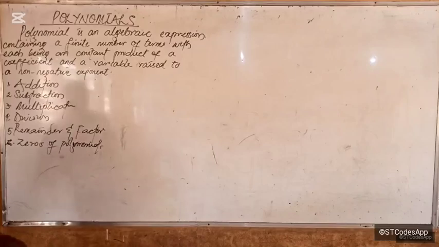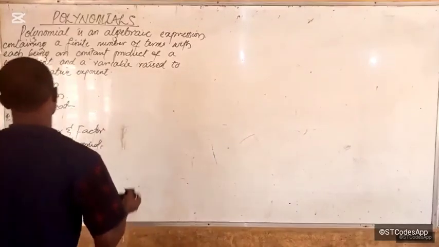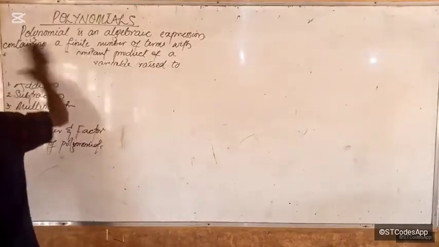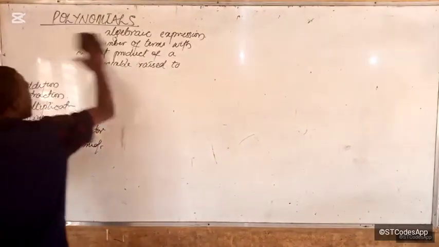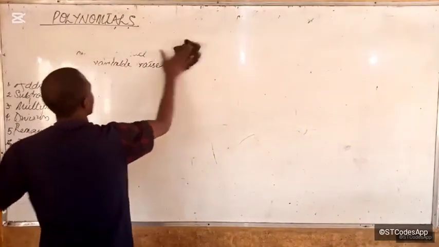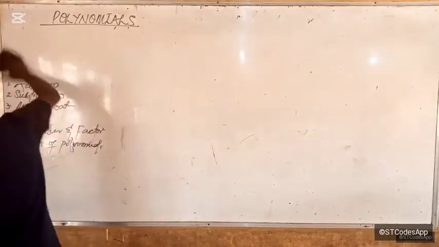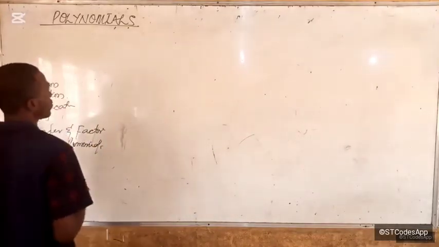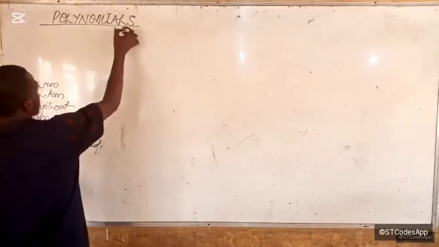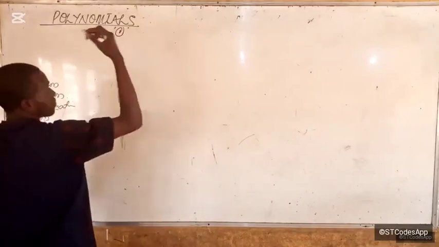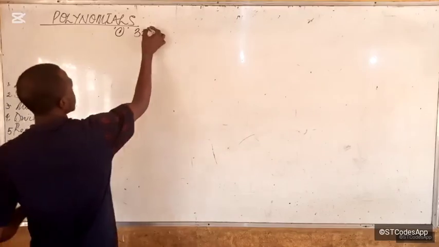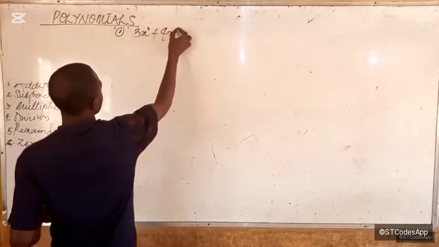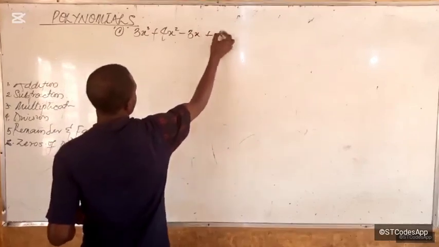Now, let's start with the addition of polynomials. All right. Now, polynomial addition is very simple. It's very, very simple. There are 2 ways I'm going to be teaching you, 2 methods in each case. So, for example, we want to do addition of these polynomials. If the question says, add the following polynomial: 3x cubed plus 4x squared minus 3x plus 1.